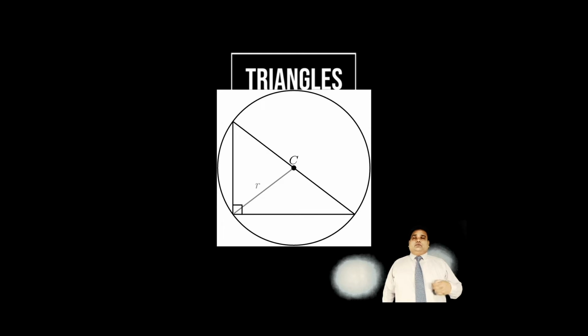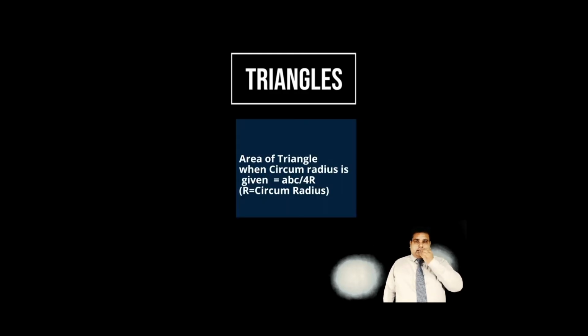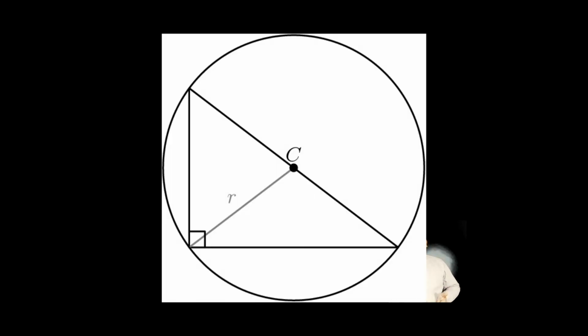Circumcircle of a triangle is what? That is a circle that passes through all vertices of a triangle. As you can see in the diagram, there is a triangle and a circle which is passing through all the vertices of the triangle. So that circle is known as circumcircle, and its radius is known as circumradius.